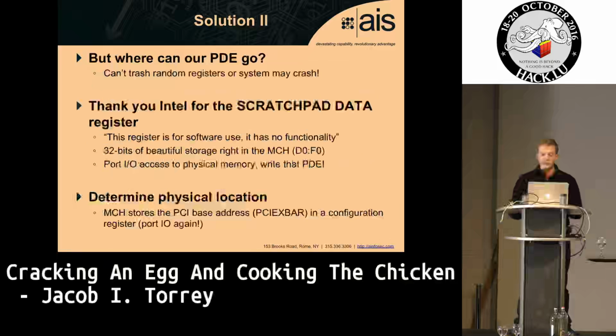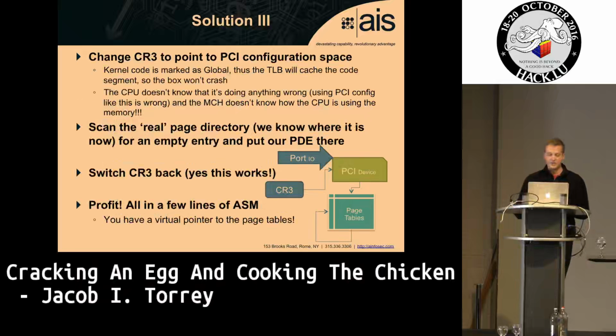So the issue is that if we're just writing to arbitrary registers in PCI config space, we might crash the system. Conveniently, Intel made a register called scratchpad data, which just says, do whatever you want with this. It doesn't do anything. So it's exactly 32 bits long, which is perfect. So thank you, Intel. And so now basically we're able to do that. And then we can use the PCI Express bar register to figure out where in physical memory.